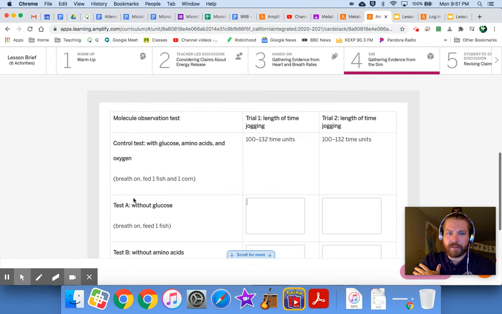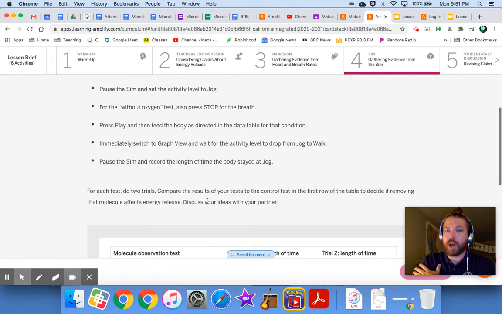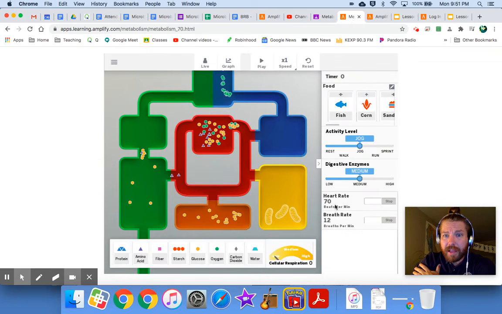Well, which one am I doing first? It looks like I'm doing test A, without glucose. Okay, so breath is on for that. But where would I find that? Where? Oh, breath. Here we go. I could click that and say stop. No, don't stop. Okay. We're leaving the breath on for this one.